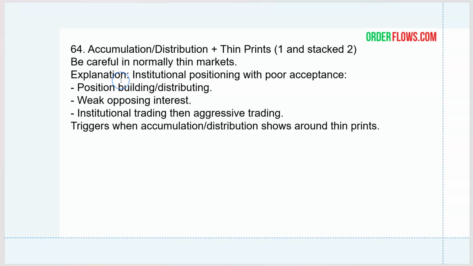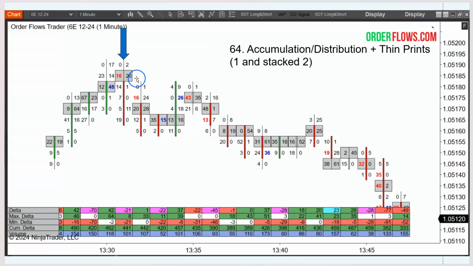And the explanation is institutional positioning with poor acceptance. You have position building or distributing. You have weak opposing interest, right? You got that thin print in there. Institutional trading, and then aggressive trading taking place, or vice versa. It triggers when accumulation or distribution shows around thin prints. So here you go, right? Here's your distribution. Volume of 26 in the bar, so your heaviest volume. It's coming in on the offer side.